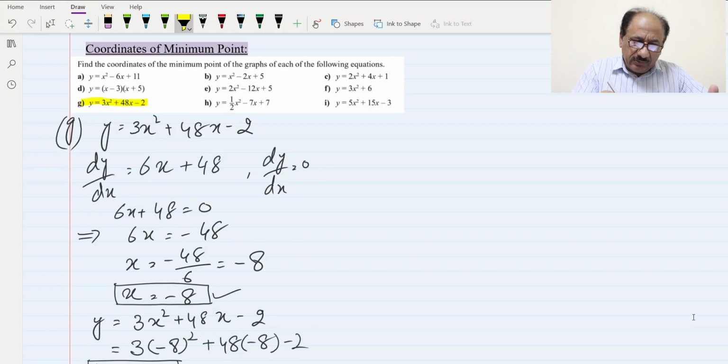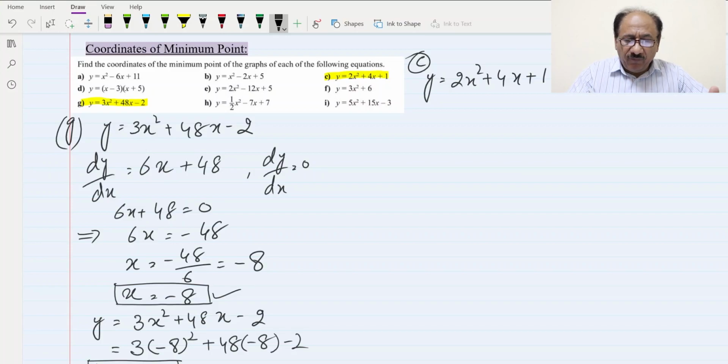We can take another part, for example C part I'm taking. The rest of the questions you can practice. If you have some doubts, I'll be here to help you, so you can always contact. So y is equal to 2x squared plus 4x plus 1. Keep in mind, for these questions algebra is very, very important. And you know that algebra is a major portion of your exam. So you'll have to practice simplification of algebraic expressions and equations.